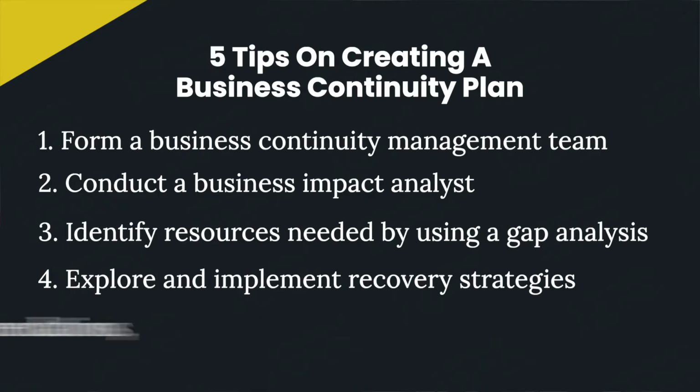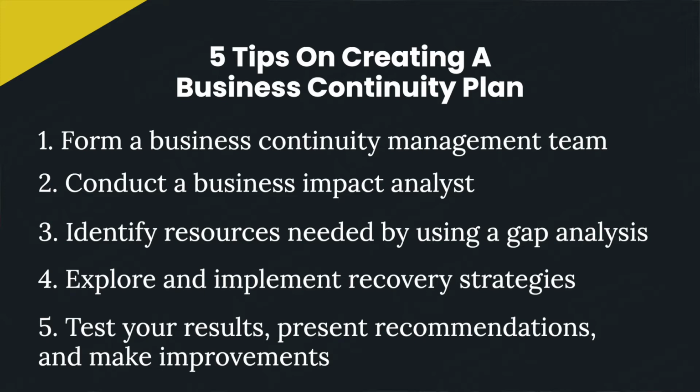Number 5, test your results, present recommendations, and make improvements. So that's your 5-step guide to creating a business continuity plan that works. So, what are some of the ways that you prevent problems and disruptions from occurring at the Soapbox without having a formalized continuity plan?